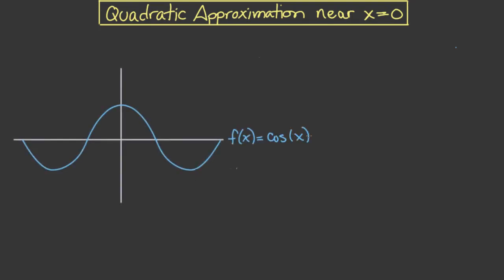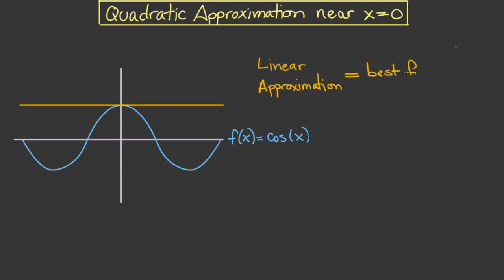First, I want to remind you what the linear approximation means geometrically. The linear approximation near x equals 0 is the tangent line, which is this horizontal line. And a good way to think about the linear approximation is as the best fit line to the function at x equals 0. What do I mean by best fit?